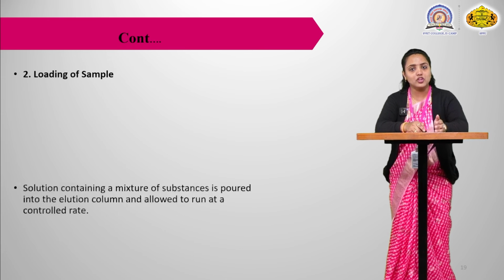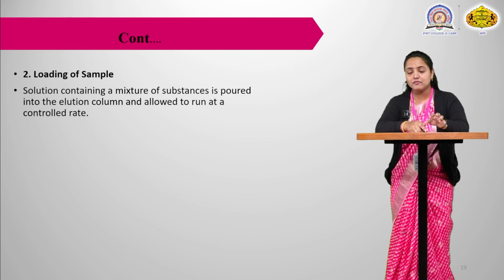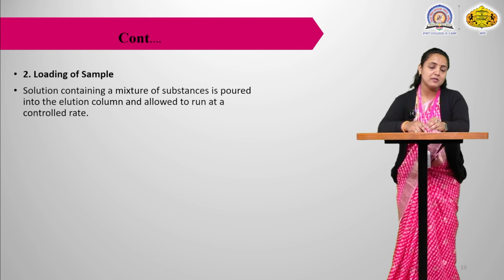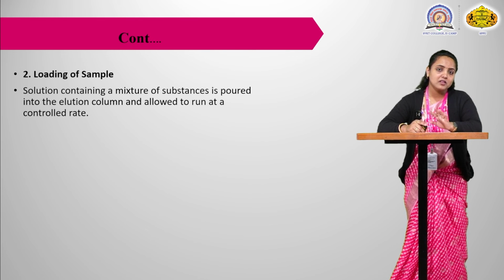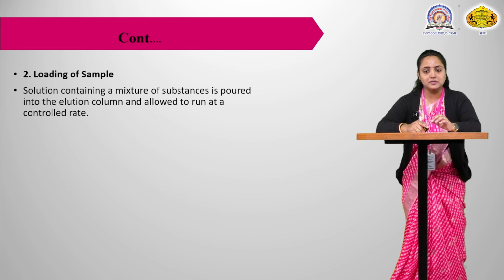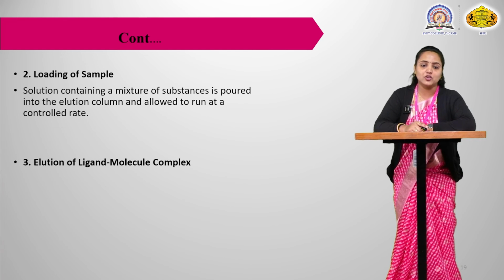Second one is the loading of samples, a solution containing a mixture of substances. First we have prepared a column which contains a solid material, that is cellulose or agarose. Then we are putting a ligand in that. Then we are using a spacer arm, which is between the ligand and the gel. Then we are loading our sample. The solution containing a mixture of substances is poured into the column and allowed to run at a controlled rate.